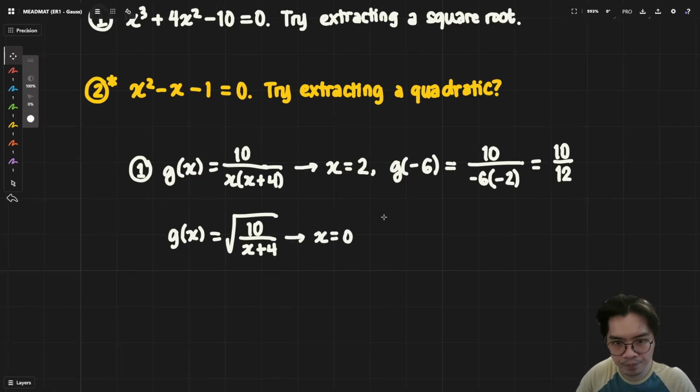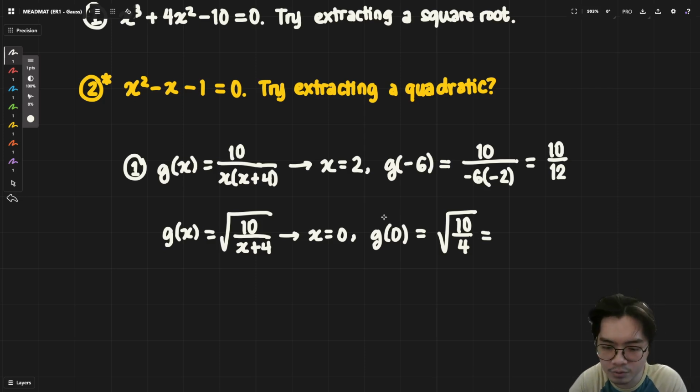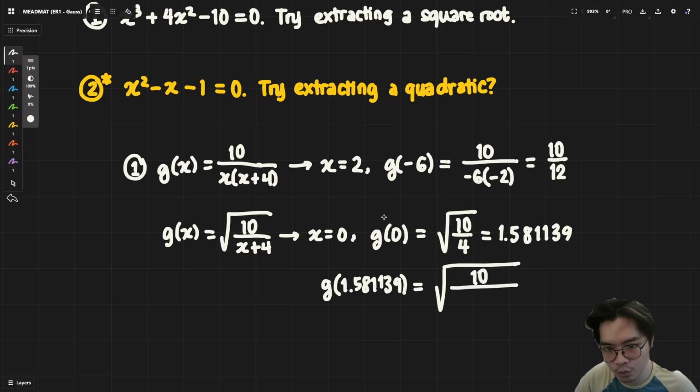Let's try this out. We will have g of 0 is going to be square root of 10 over 0 plus 4. Now that will be square root of 2.5. Let me reach for my calculator here. That's going to be 1.581138, 1.581139. And then we put that in our g value. You will have 10 over this number plus 4.